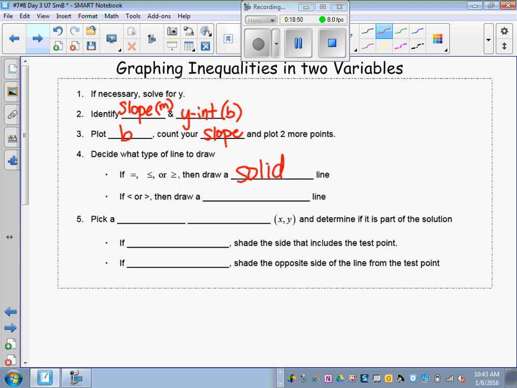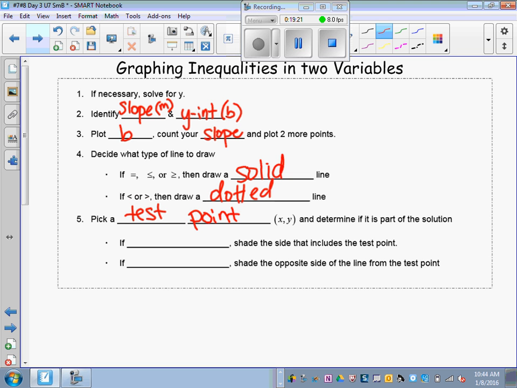So we look at our inequality to know whether we do solid or dotted. Okay, so once we've graphed our line, then we need to figure out which part of our graph to shade. In order to do that, we need to pick a test point. Our test point needs to not be on our line.